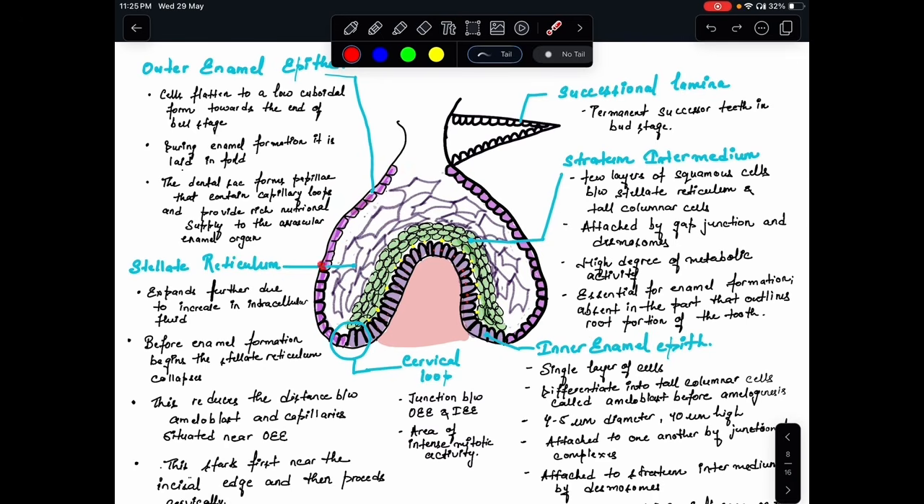When they come closer, the outer enamel epithelium and the inner enamel epithelium, it will be in folds. So this won't be such a smooth structure. It will become like a kind of folding. There will be foldings in the outer enamel epithelium, and the dental sac forms papillae that contain capillary loops and provide rich nutrition supply to the avascular enamel organ.